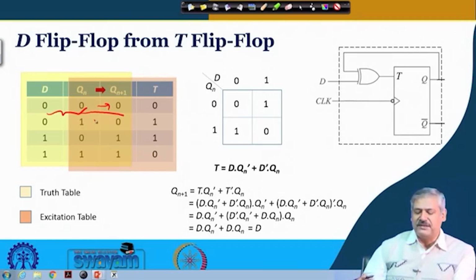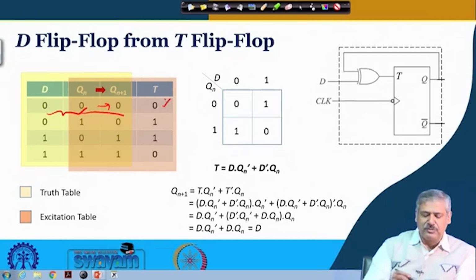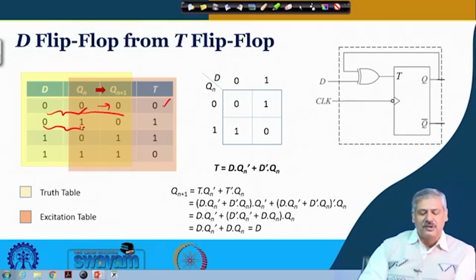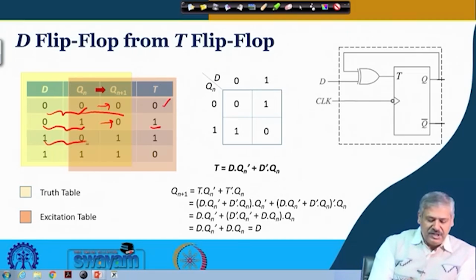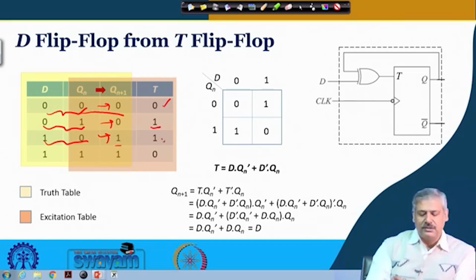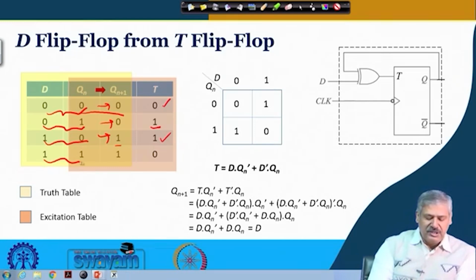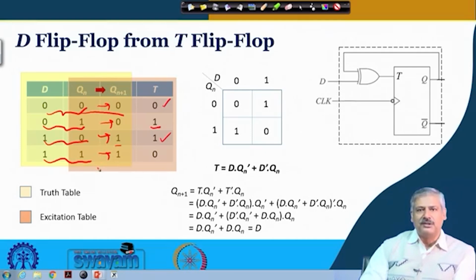So, for this particular transition 0 to 0, what should be the input at the T flip-flop? We look at the T flip-flop excitation table. That says it should be 0. When this is 0 1, this combination, and the next value is 1, it toggles. So, for the T flip-flop the input should be 1. For this combination 1 and 0, the next value is 0. So, that is again 1 to 0, the T flip-flop toggles, that is the input should be 1. And the fourth combination, when 1 and 1, then the transition takes place 1 to 1, the T flip-flop input should be 0.